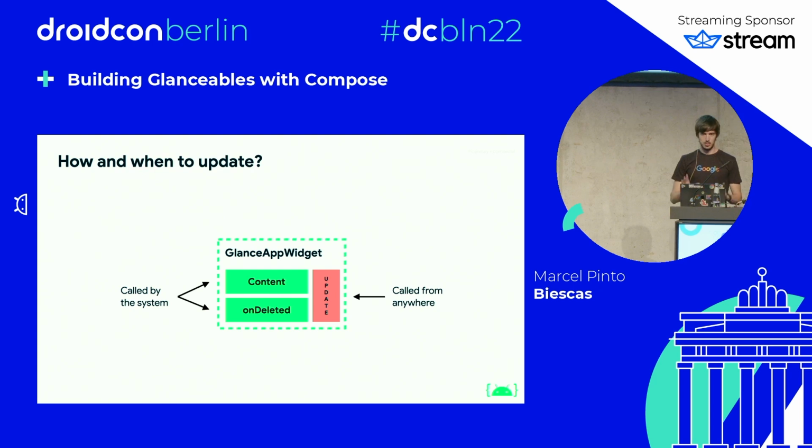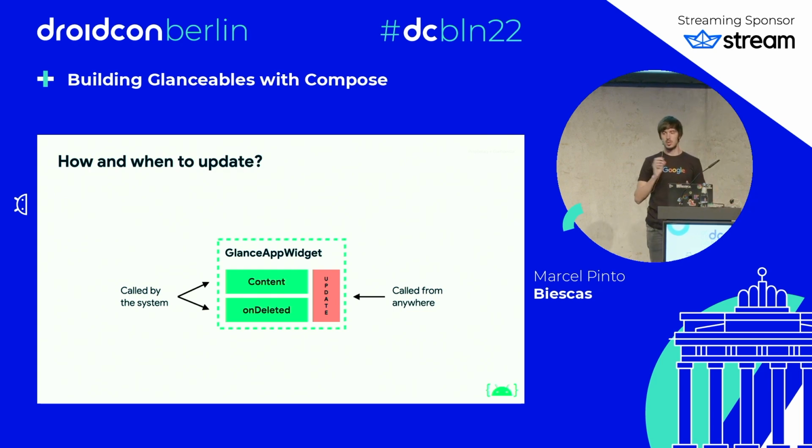So we have our Glance app widget. This is the class where we define our UI in the content method. This content method is actually called by the system. Basically, whenever there is a required UI to be rendered, content will be called. And for example, if the widget is removed by the user, then onDelete will be called to clear things up. In addition, there is a public method called update that can be called from anywhere. It's a suspend function, so you should always call it from a coroutine scope. And basically, it forces a refresh of the UI.